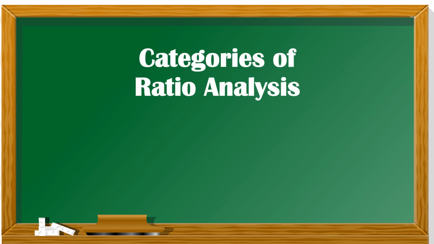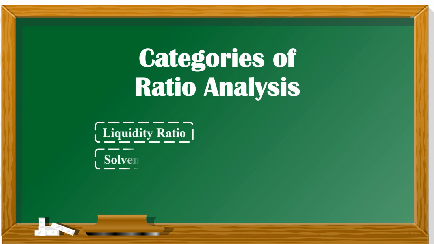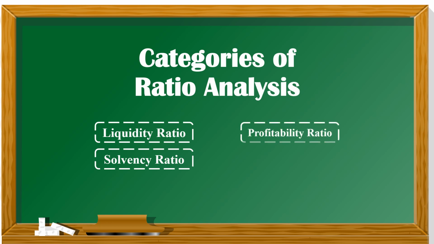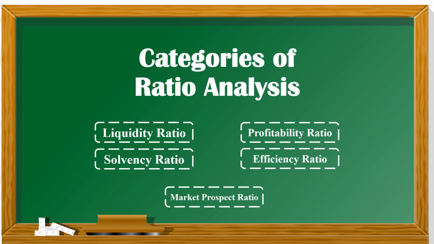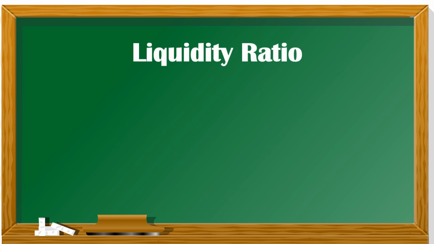Okay, so to begin with, let us first identify the different categories of ratio analysis. We have here first the liquidity ratio. Next is the solvency ratio, the profitability ratio, the efficiency ratio, and lastly, the market prospect ratio or the market value ratio. So let's have first the liquidity ratio.